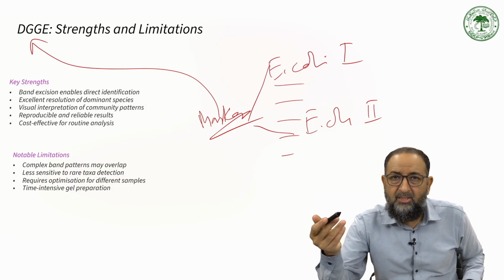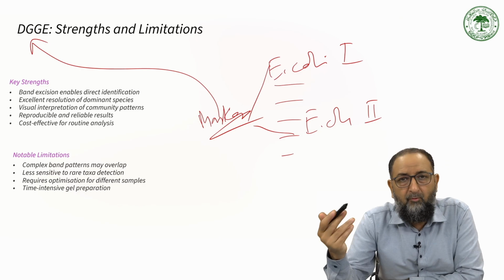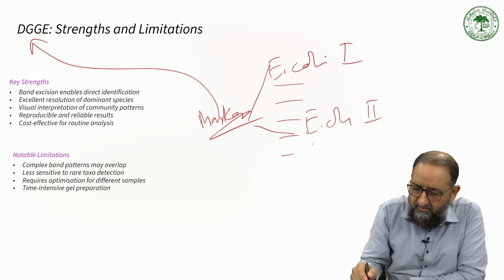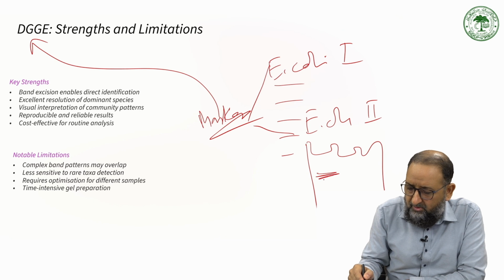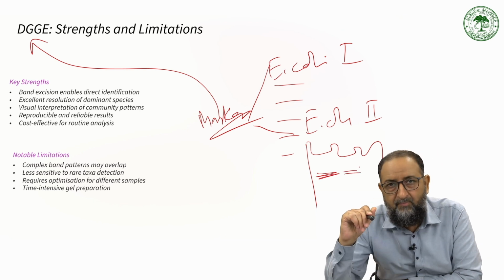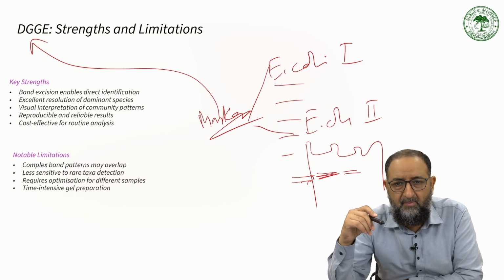Now, what are the notable limitations? Now, the complex band patterns may be overlapped. Sometimes what happens is these band patterns on the gel overlap. So suppose a lot of bands are being overlapped here. Now, these overlapped bands belong to the same size, same patterns.